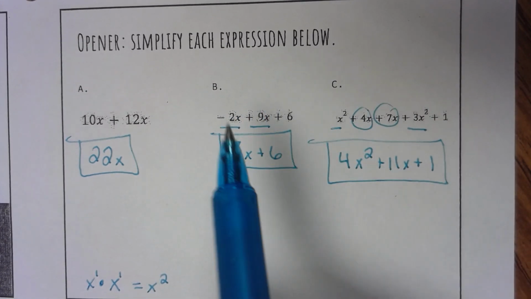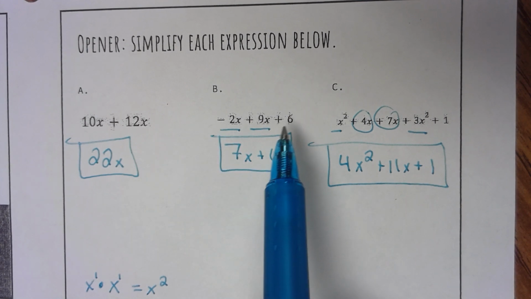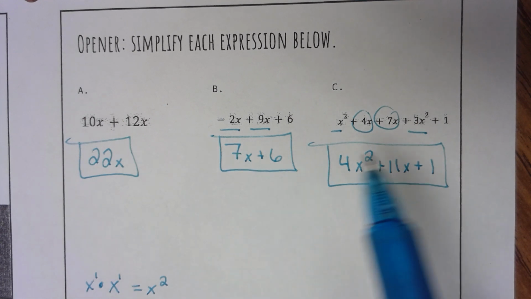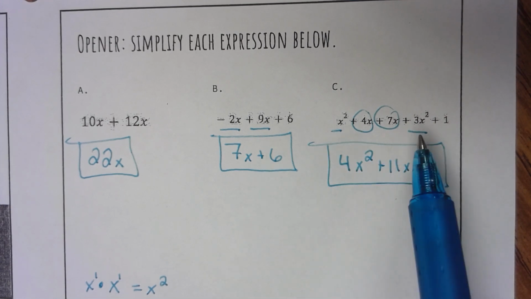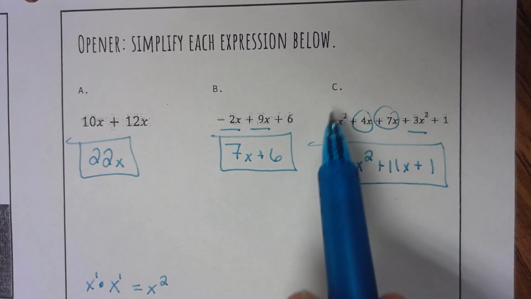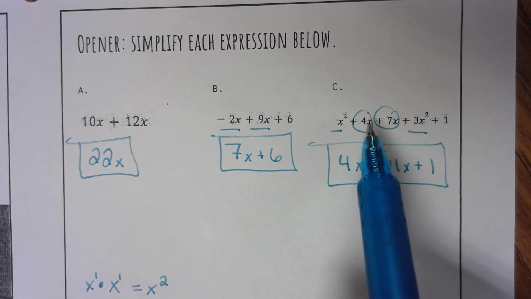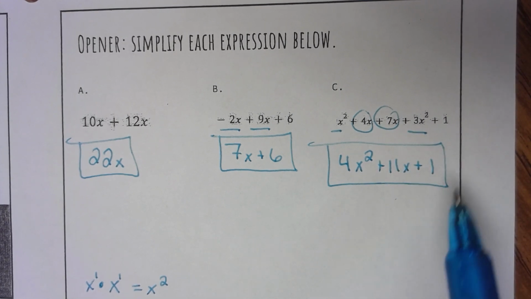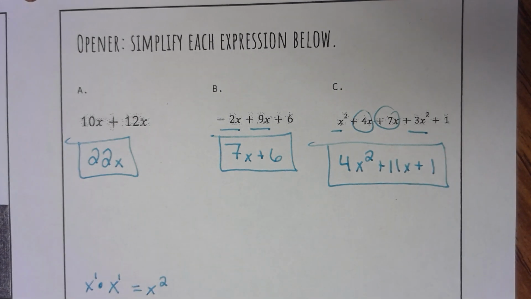So part B, I can only add x's with other x's. So negative 2x and 9x is 7x. I can't combine that 6 with the x's, so I just add it on to the 7x at the end. Part C, and you'll see once I get multiple terms, I mark them in different ways just so I have an idea. It helps my eyes say, oh, I need to add that x squared with this 3x squared, which is 4x squared. Then I circle all my x's, 4x and 7x, that's 11x. And then this 1 can't combine with anything. So x squared is different than x because the exponent is different.